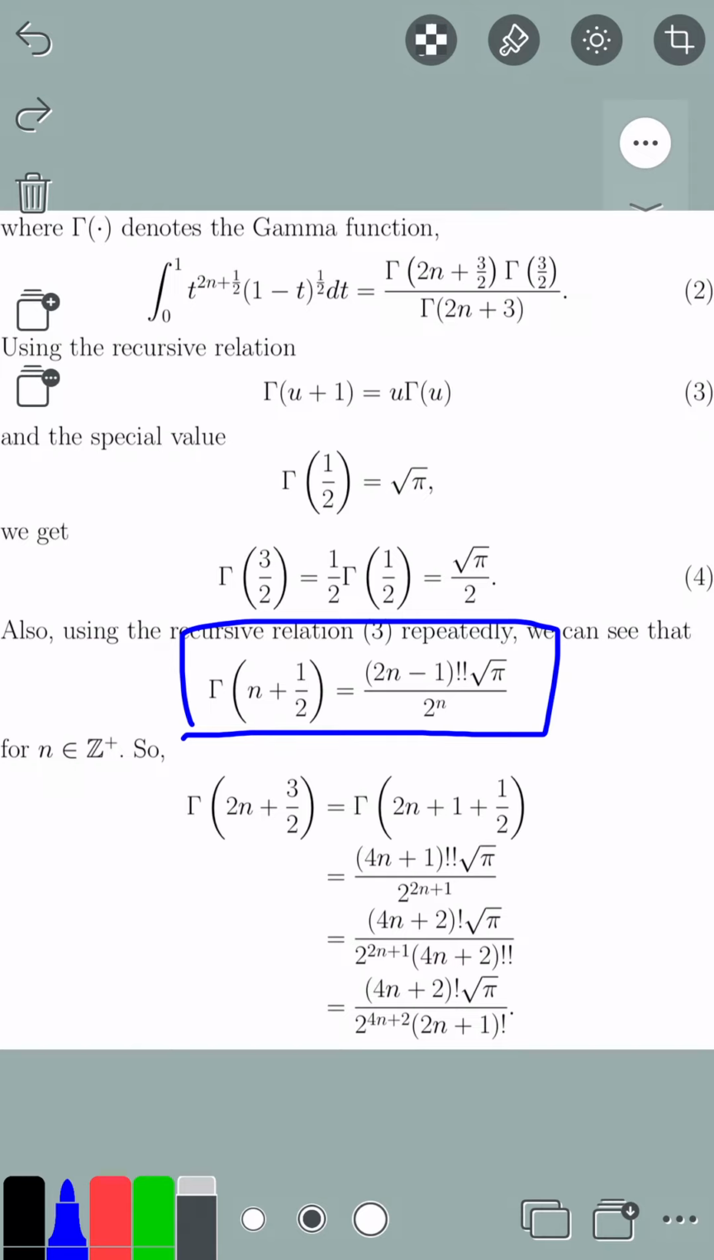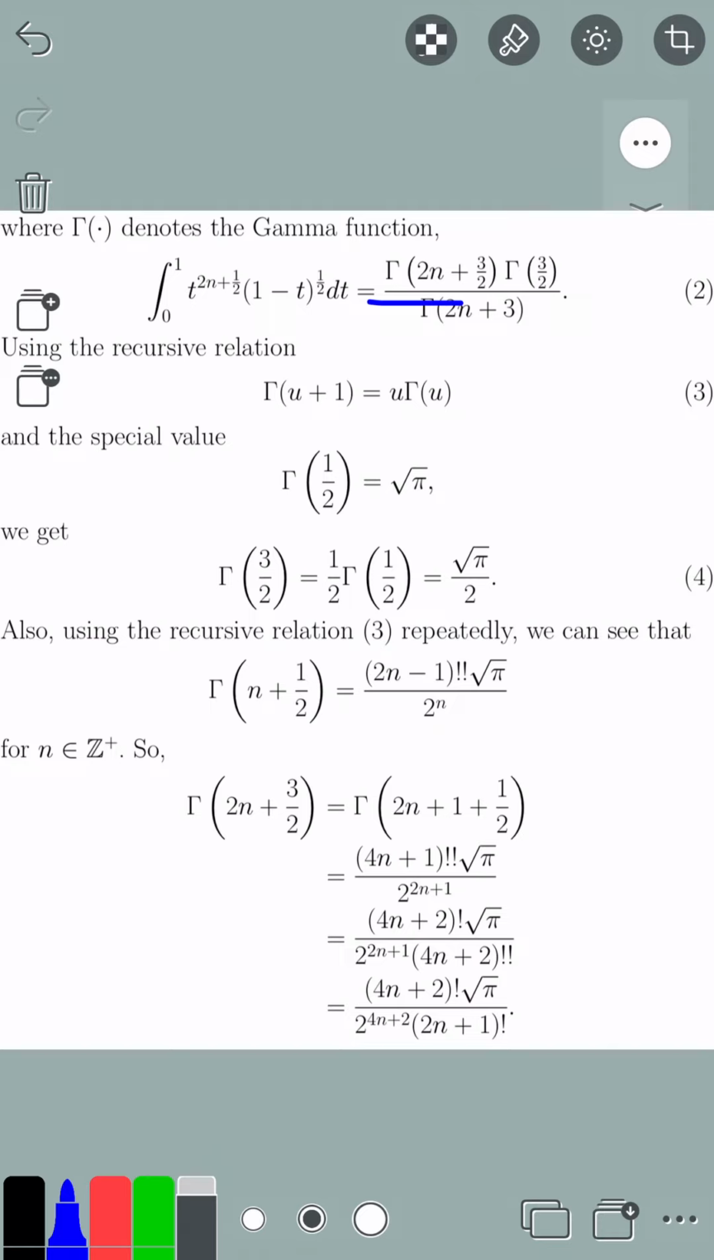So for positive integer values of n, so n equals 1, 2, 3, 4, 5, and so on, gamma of n plus 1 half is equal to 2n minus 1 double factorial times square root of pi over 2 to the nth power. And let's simplify this a little bit more. Well, not yet. Before we simplify the expression, we need to find the expression for gamma of 2n plus 3 halves.